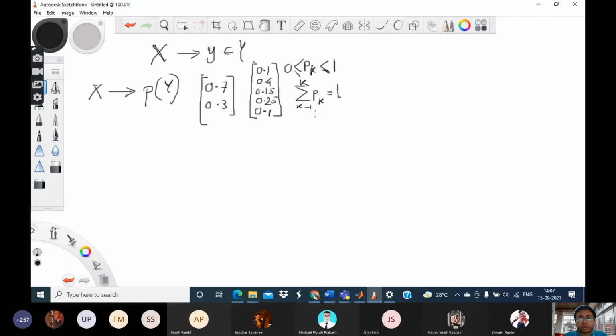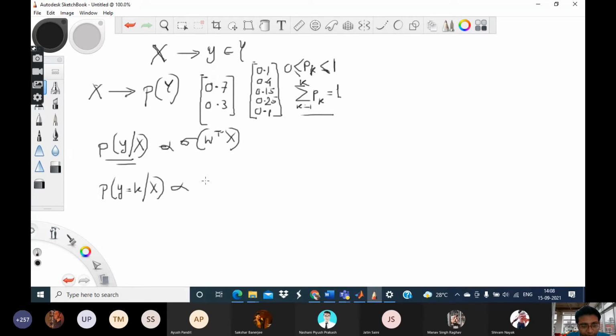Yesterday we were trying to parameterize this kind of probability distribution, the distribution of the labels given the features. We parameterized it in this way for binary classification. In case of k-way classification, we parameterized it in the following way.